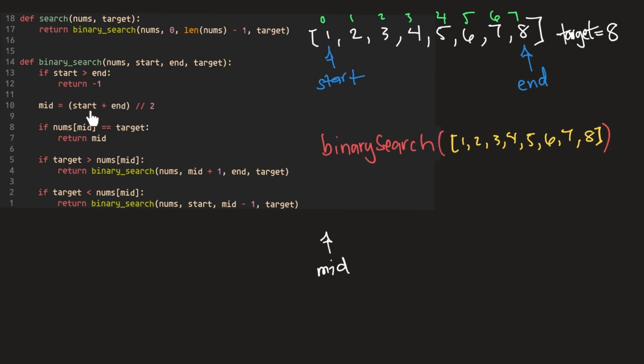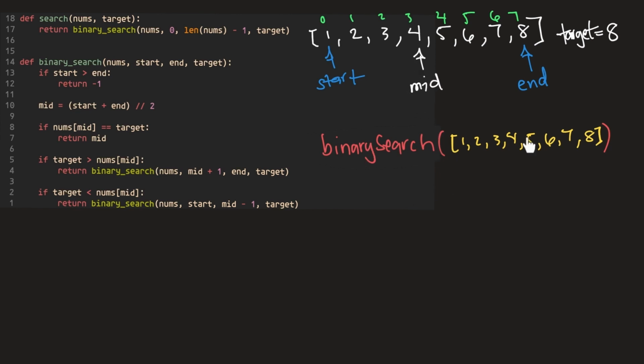So we're going to add our start and our ending index and divide it by 2. So 0 plus 7 divided by 2. So 7 divided by 2 essentially, which is going to be 3.5, and we're just going to floor it to 3. So our middle index is going to be index 3. So we can go ahead and move our mid to index 3.